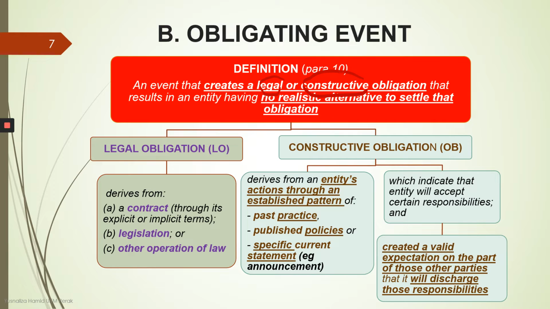What is a legal obligation? The word legal has something to do with laws. These are obligations derived from a contract, maybe a contract between us and our supplier, or between us and our customer, through whatever explicit or implicit terms and conditions. Legislation, maybe legislation passed by the regulatory authorities of a country, that is enacted and enforced, and also other operation of law.